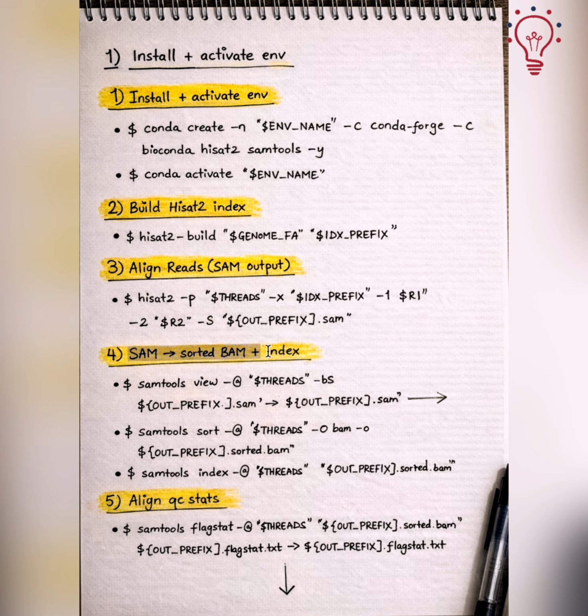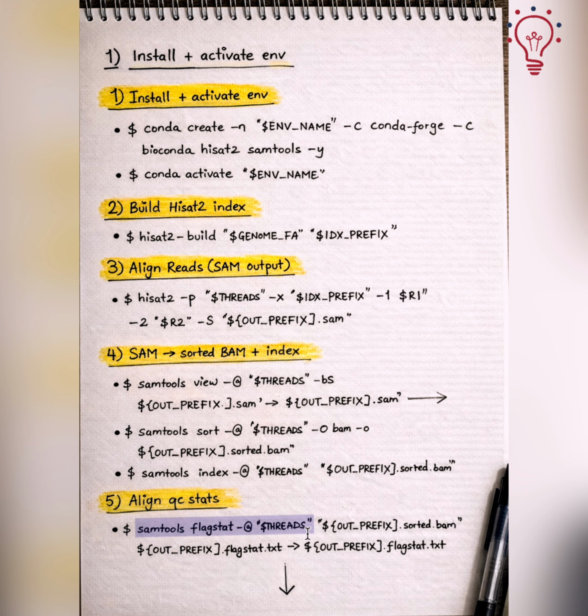Step 4. Convert SAM to sorted BAM. SAM files are large, so we convert them into compressed BAM format. First, samtools view -@ THREADS -bS sample.sam. Then we sort. samtools sort -@ THREADS -o sample_sorted.bam. Finally, we index the BAM file. samtools index sample_sorted.bam. Now the alignment file is ready for downstream analysis and visualization in IGV.